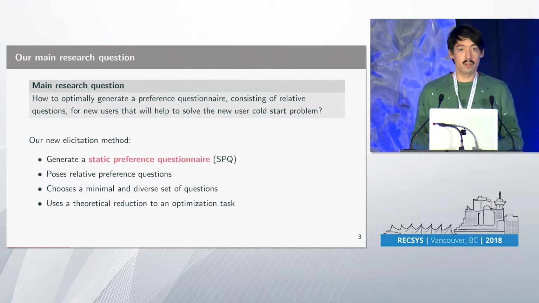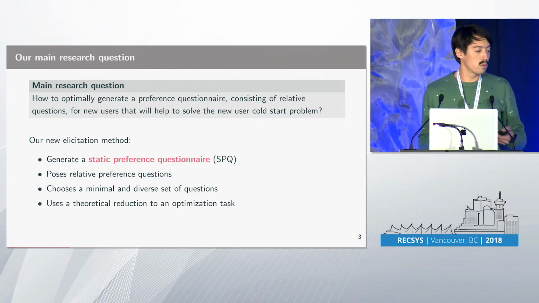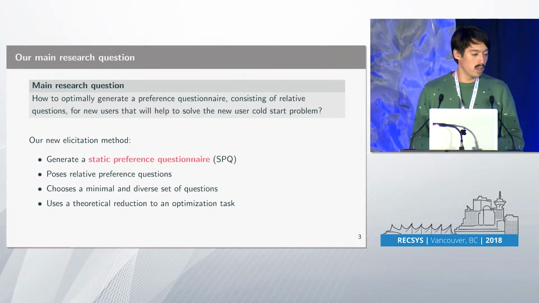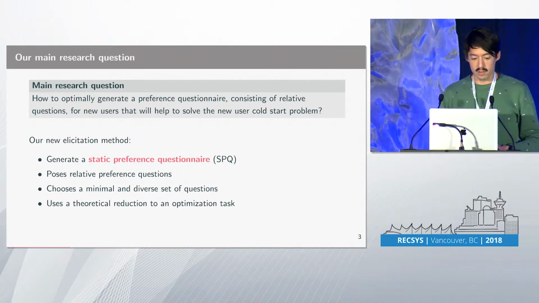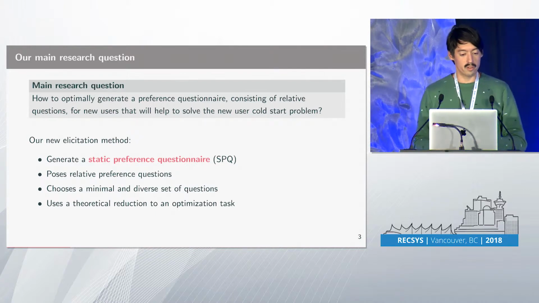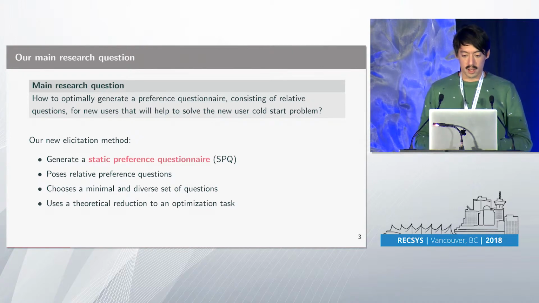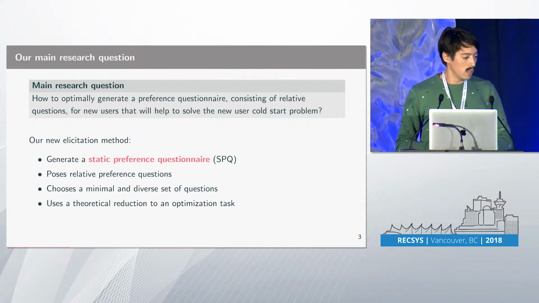Right, so the main research question in this paper is how to optimally generate a preference questionnaire consisting of relative questions for new users that will help to solve the new user cold-start problem. Now, the authors propose a new elicitation method which generates a static preference questionnaire. And static questions are questions that are chosen independently of the user and the answers that the users give, so it's the same for all users.